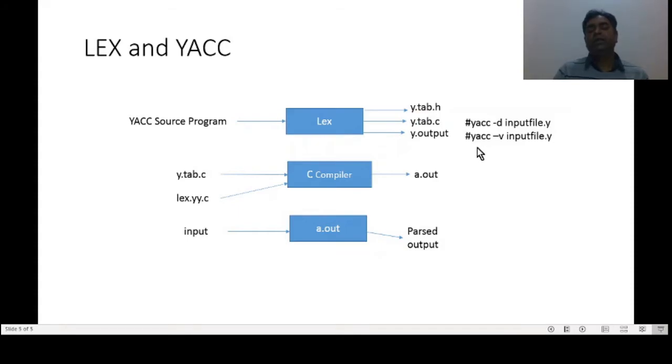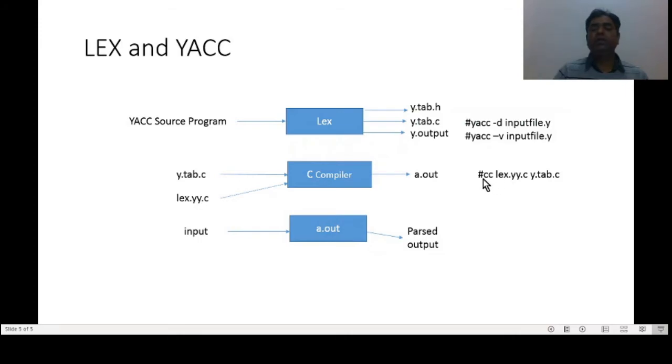Then there is another command, yacc -v input file.y. When we write this command, it creates a file y.output. This is the file where you can see the LR parsing table. This is the file for writing the LR parsing table. Then we get these files y.tab.c, y.tab.h and y.output.